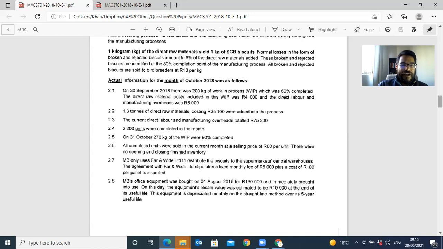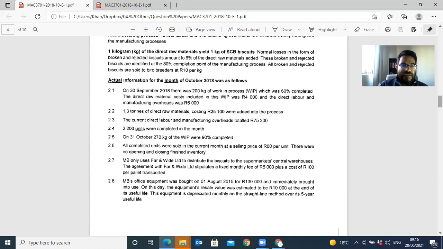1.3 tons of direct raw material costing 25,000 Rand were added into the process. The current direct labor and manufacturing overheads totaled 75,300 Rand. 2,200 units were completed in the month. On 1 October, 270 kilograms of work in progress were 90% complete.